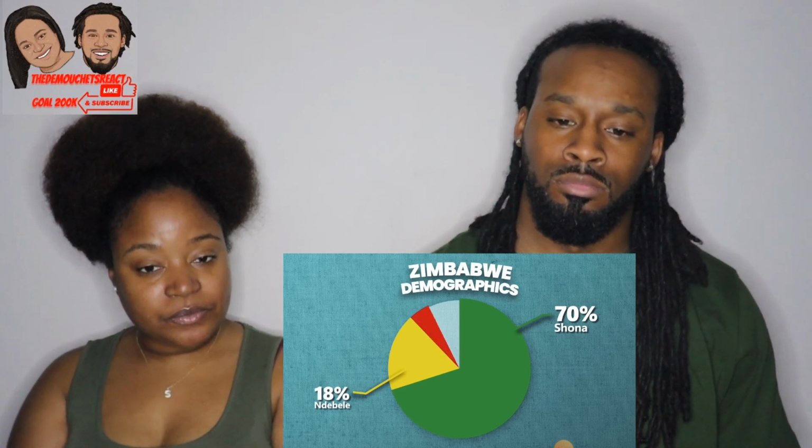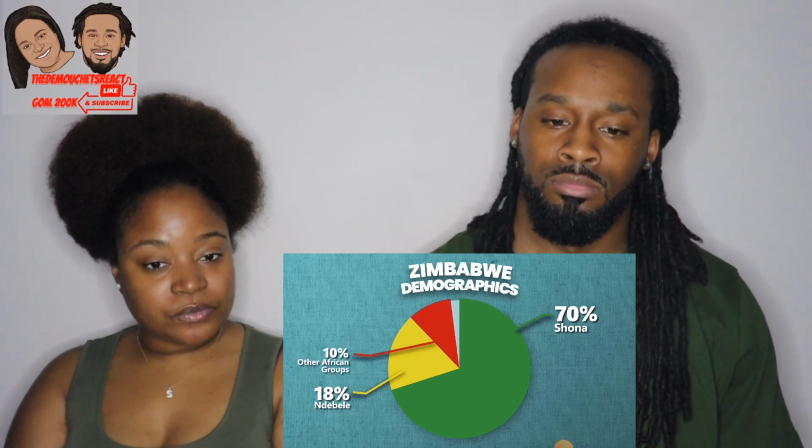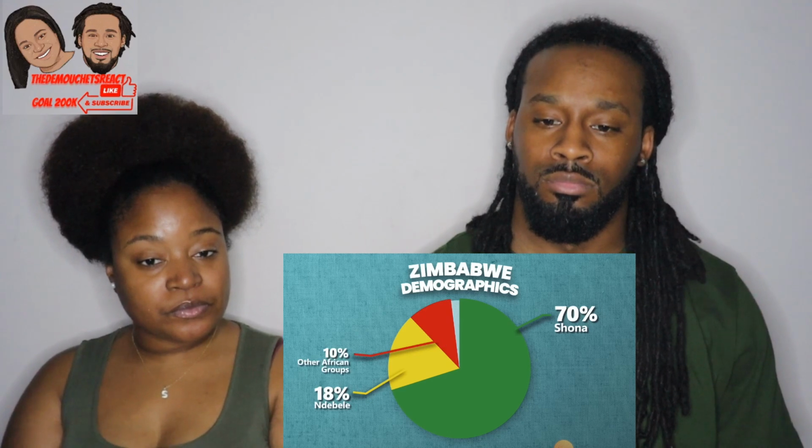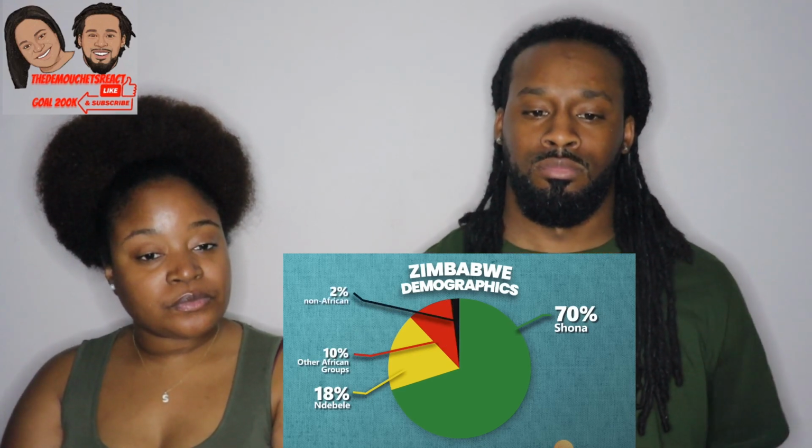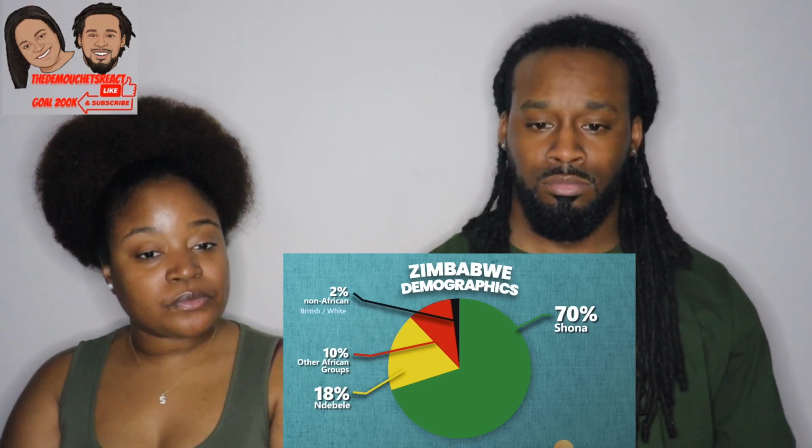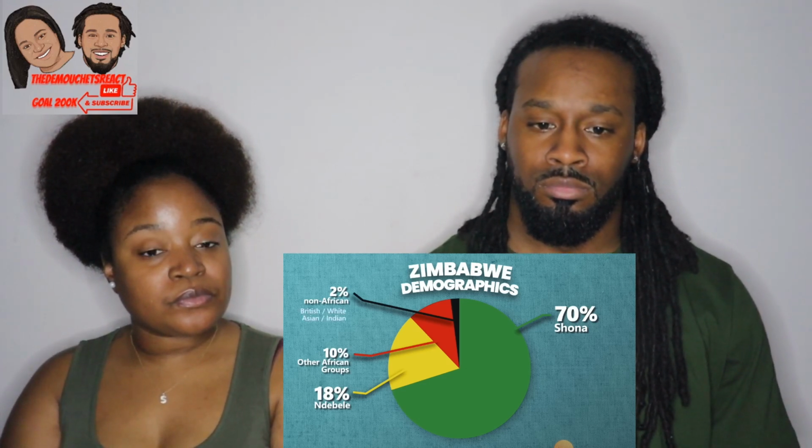From there, about 10% of the country is the remaining African groups and tribes and clans and ethno-linguistic groups, and the remaining 2% of the country is made up of non-African citizens, mostly of British white descent, and a few Asians as well, mostly of Indian descent.